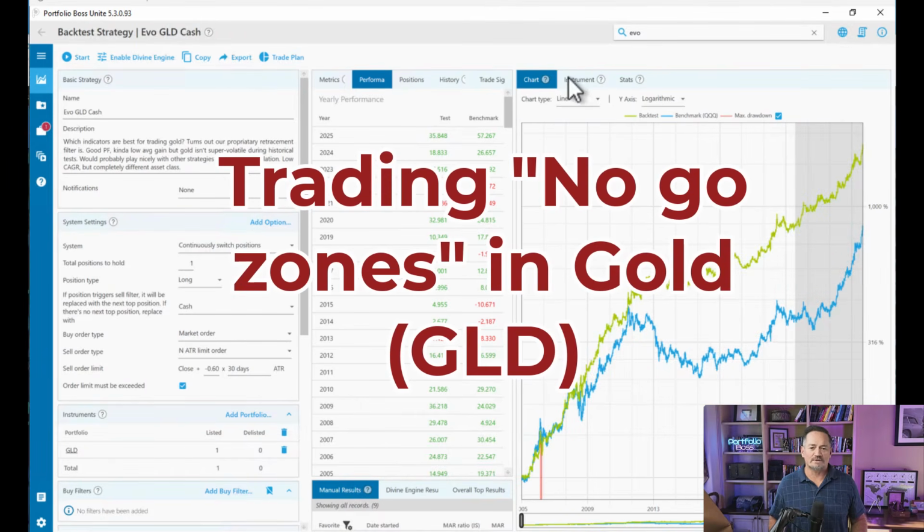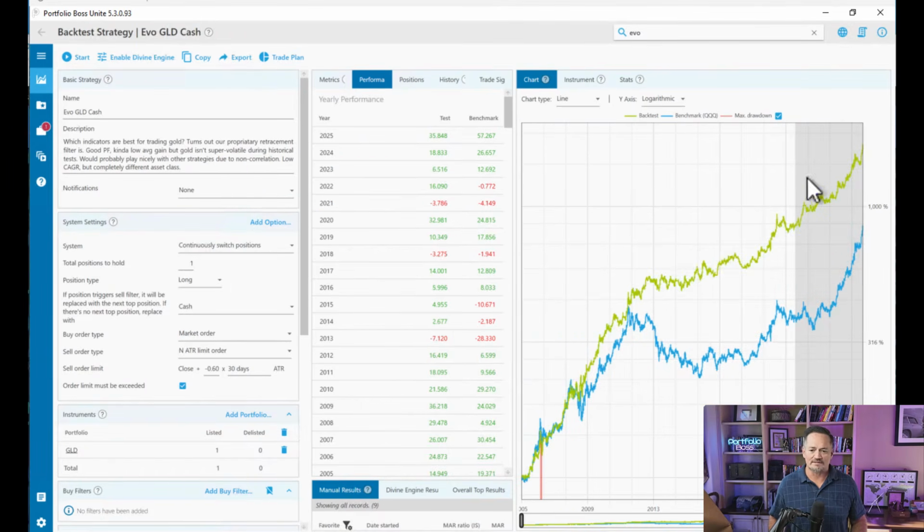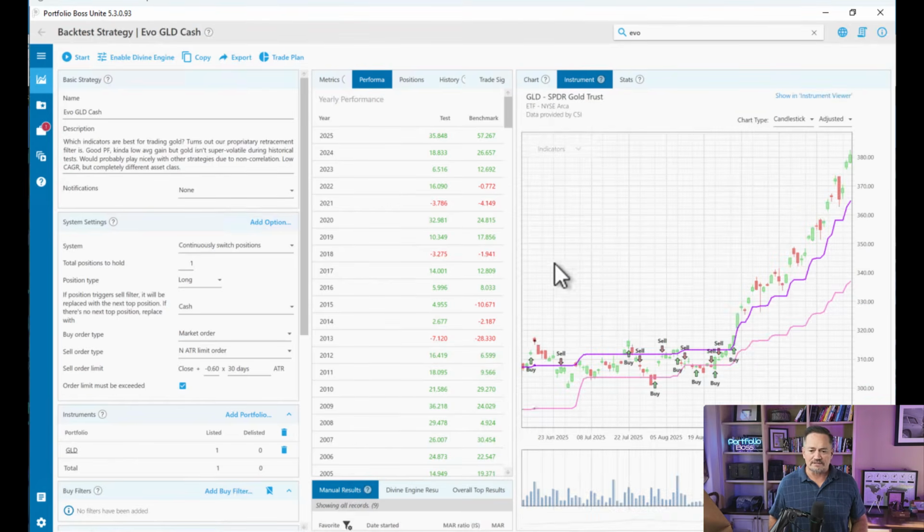And specifically, what am I talking about over here? How can you get such a nice looking equity curve and performance trading gold? Well, this particular strategy has no-go zones. You don't want to trade between the purple line right here and the pink line. And this is going to go really counter to what mainstream is teaching, such as Fibonacci ratios and drawing lines and charts and things like that.